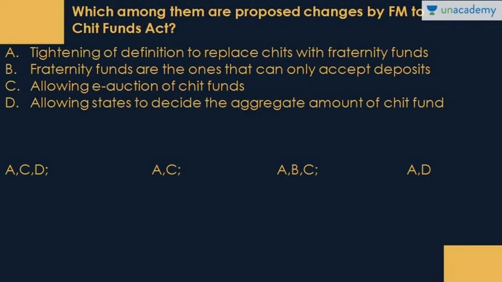Beginning with the first question, which among them are the proposed changes by FM, that is Finance Ministry, to the Chit Funds Act? We know because of Rose Valley, particularly chit funds have come into a lot of bad name. Looking at the options here: A, tightening of the definition to replace chits with fraternity funds. B, fraternity funds are the ones that can only accept deposits. C, allowing the e-auction of chit funds. D, allowing states to decide the aggregate amount of chit funds. And the correct answer to this question is C. Other than B, the rest of them are correct. So we have A, C, D as the correct option.